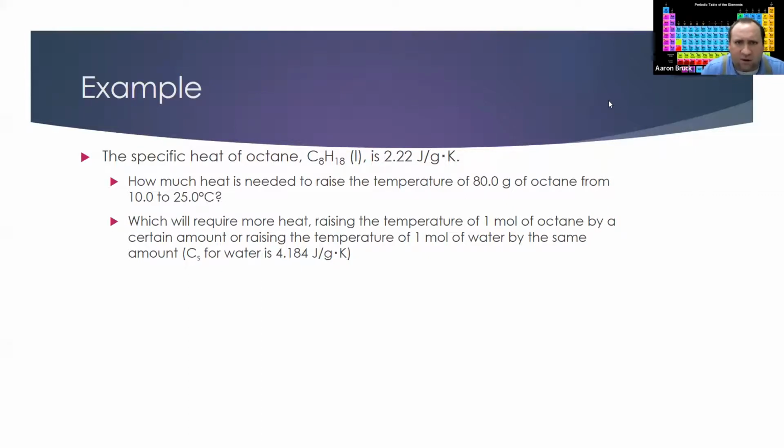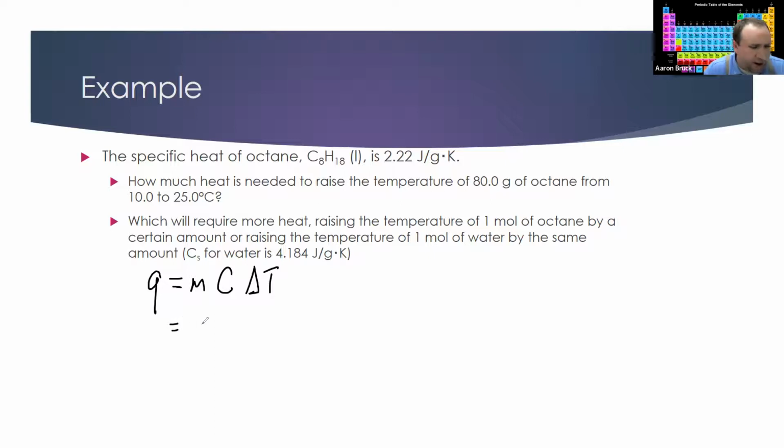So let's take a look at an example of one of these types of problems. We're told that the specific heat of octane, C8H18, is 2.22 joules per gram Kelvin. The question is this: how much heat is needed to raise the temperature of 80 grams of octane from 10 degrees to 25 degrees? Well, if we remember our equation here, this is actually pretty easy. Q, the heat, is equal to m, the mass of the octane, c, the specific heat of the octane, and delta T, the temperature change for the octane.